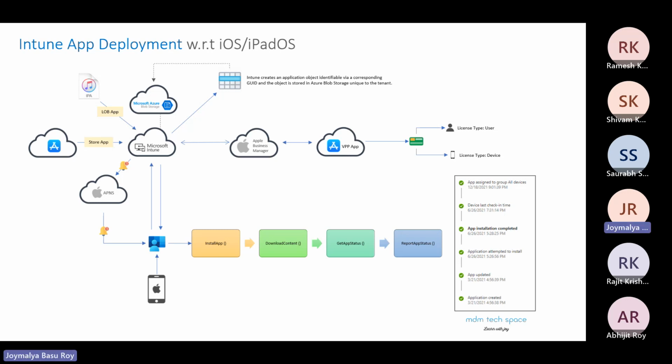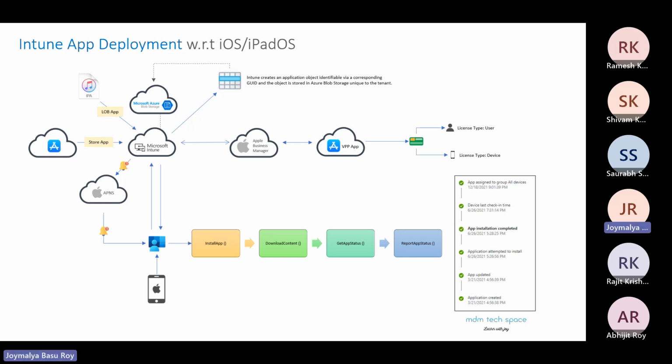Now when it comes to iOS and LOB applications, the .ipa files also bring with them another problem. For Apple, everything is valid for 1 year. The APNS certificate is valid for 1 year. The ADE token is valid for 1 year. The VPP token is valid for 1 year. Similarly, the IPA file that you are uploading to Microsoft Intune is also valid for 1 year.